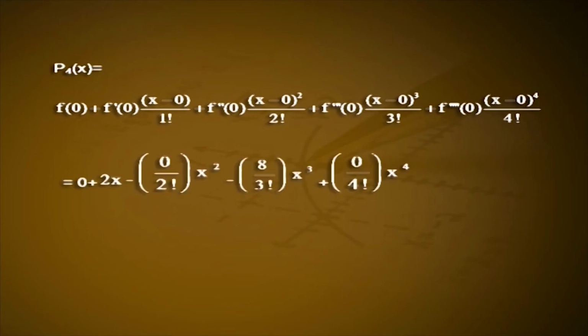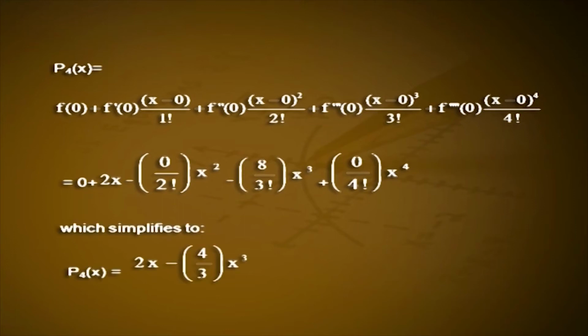0 + 2x/1! - 0/2! x² - 8/3! x³ + 0/4! x⁴, which simplifies to P₄(x) = 2x - (4/3)x³.